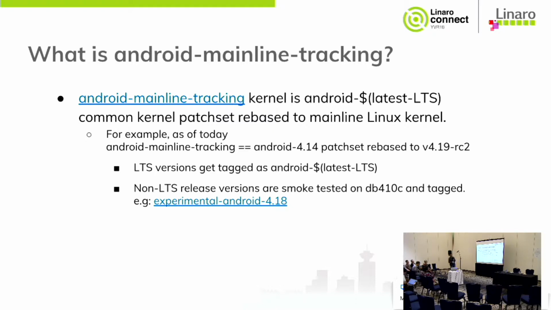LTS versions get tagged as Android LTS releases. For example, when we did 4.13 based trees, the next LTS, which was 4.14, we tagged as Android 4.14. Similarly, hopefully the next one will be Android 4.19. Non-LTS kernel versions get feature testing on DB410C locally, and then we tag them as experimental Android tags, 4.17, 4.18, etc.